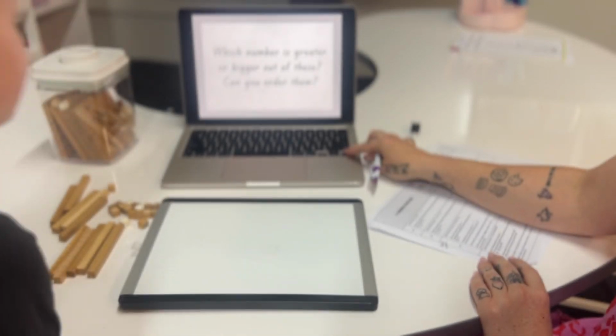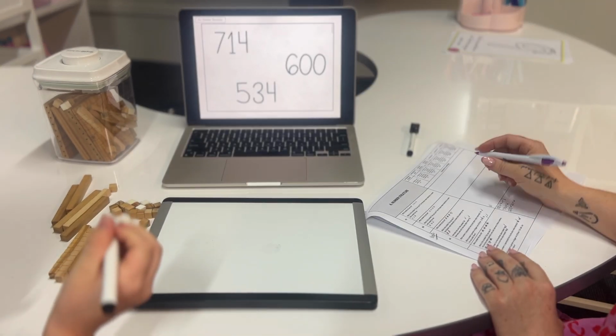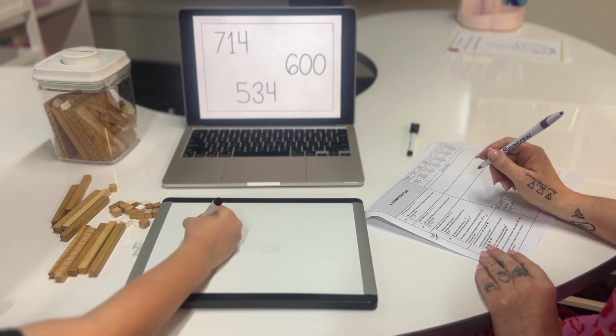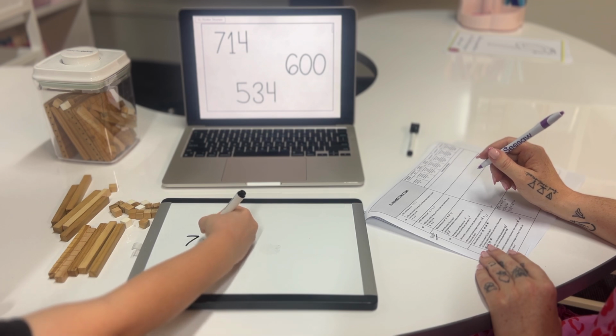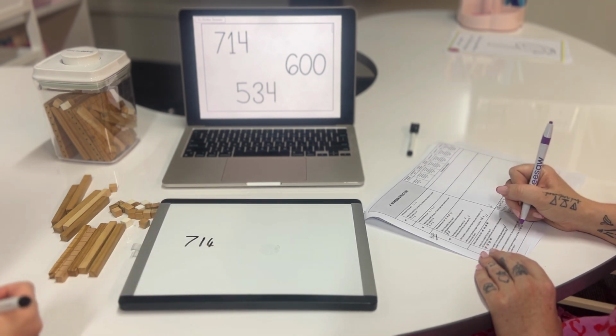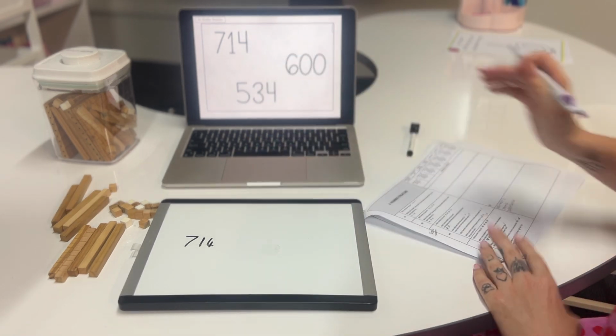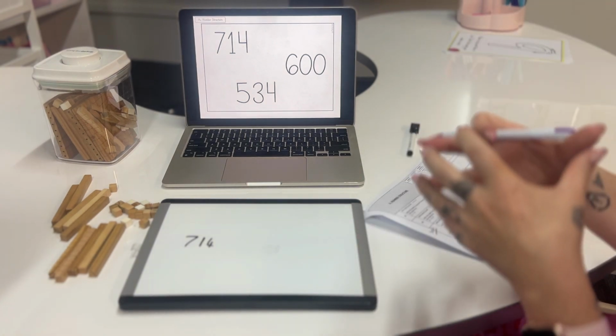Now we're going to do the same thing. So you'll need your whiteboard pen here again. So which number is the greatest number? The greatest. What number is that one? 714. Amazing. And then can you order all of those numbers on your whiteboard? Can you put them in order? So you can go from biggest to smallest or smallest to biggest. I don't mind. Just watch your foot, my darling.